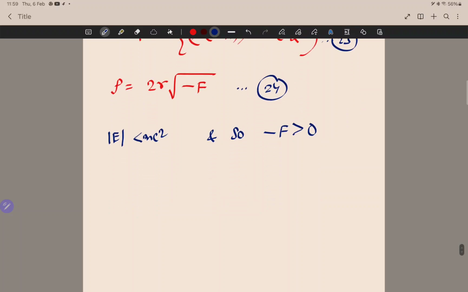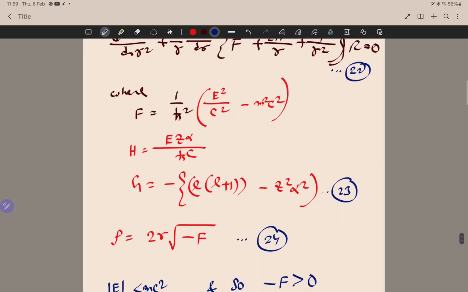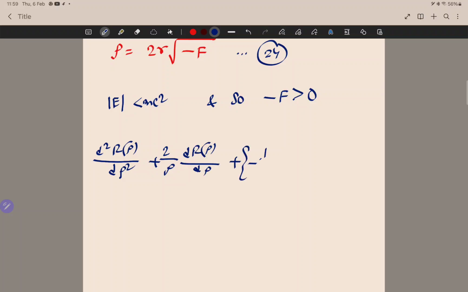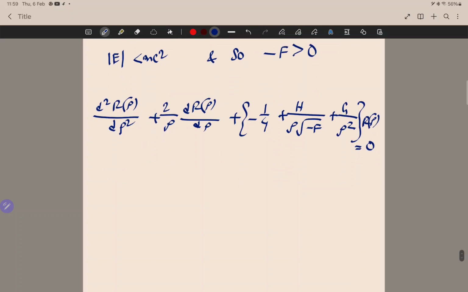To ensure that rho is positive like r, this equation 22 can be written as d²R(ρ)/dρ² + (2/ρ) dR(ρ)/dρ + (−1/4 + h/(ρ√(−f)) + g/ρ²) R(ρ) = 0. This is equation 25.